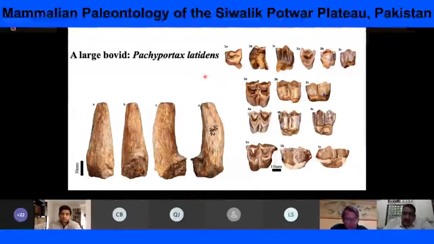Pachyportax latidens is also a large-size bovid. It is reported from the Dhok Pathan formation as well as the base of the Tatrot formation. The middle Siwalik is represented by two species of Pachyportax. A large size is Pachyportax latidens and a small size is Pachyportax nagrii. Pachyportax latidens, although continuously present from the middle Siwalik to the upper Siwalik sequence, is more abundant in the Sunat succession, which is the upper part of the Dhok Pathan formation. Pachyportax have been recovered from the late Miocene of the middle Siwalik and from the early Pliocene of the upper Siwalik.